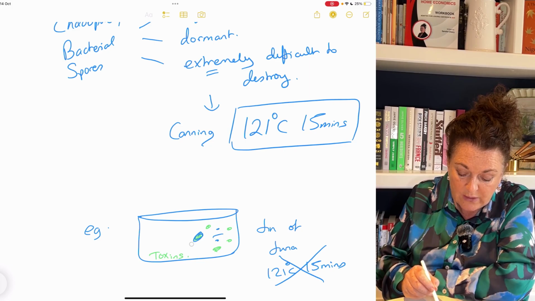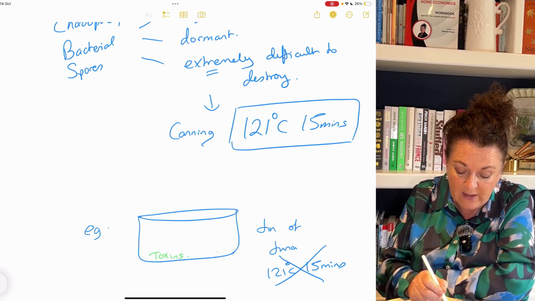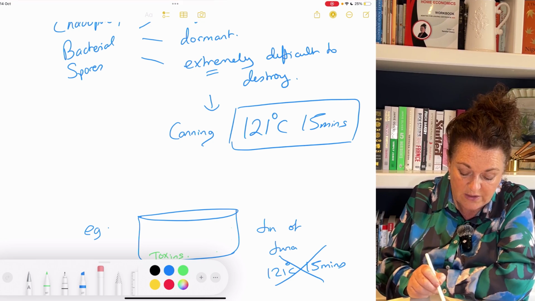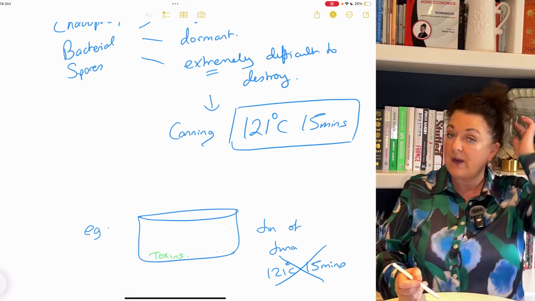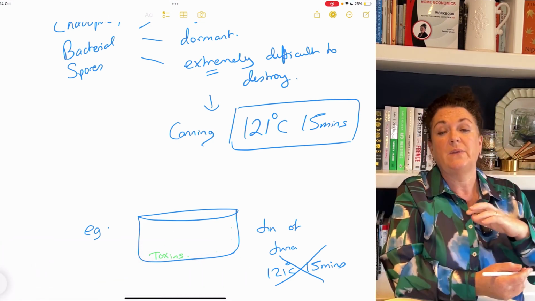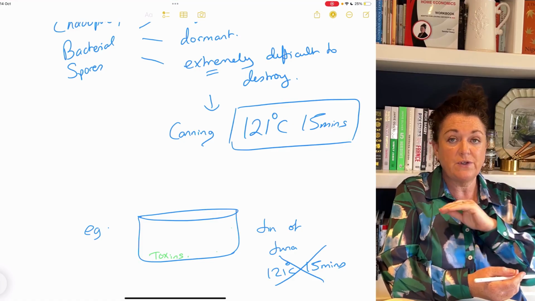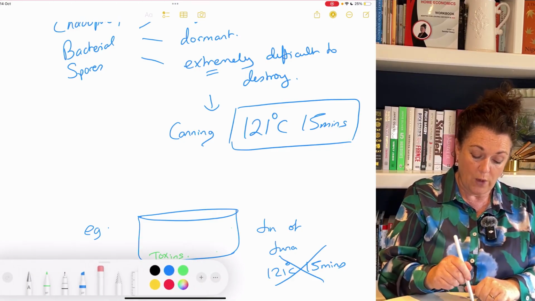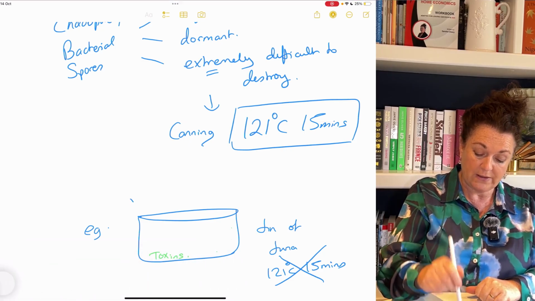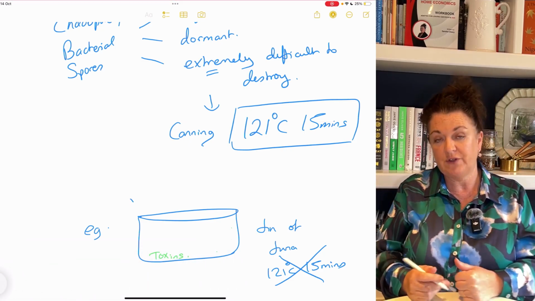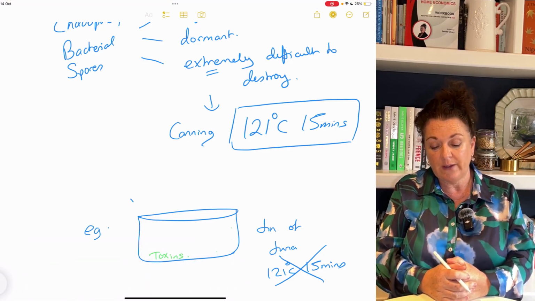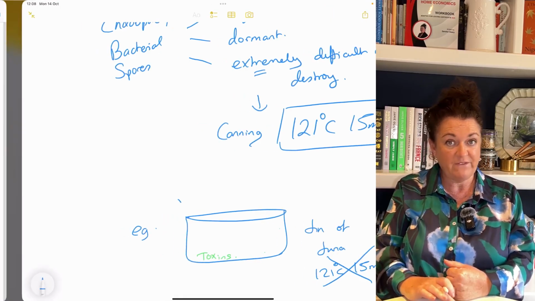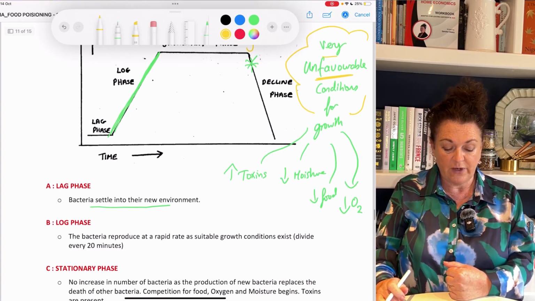But note, even though all the bacteria are dead, what's left behind in the can? The actual toxins. And what happens then is, you open the tin, it doesn't smell any different, doesn't look any different, doesn't taste any different. And like I said earlier, one pinhead of the toxin of Clostridium botulinum is enough to kill. Fascinating stuff. It's very, very interesting.